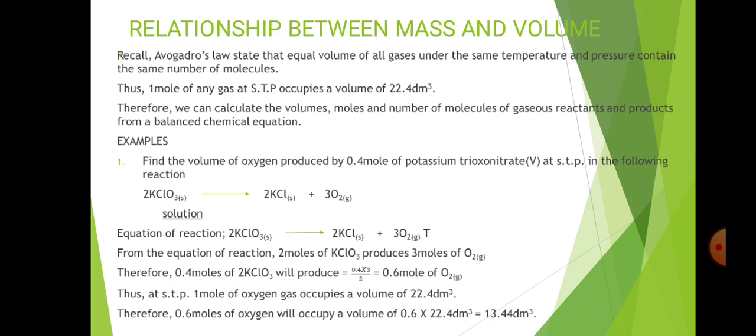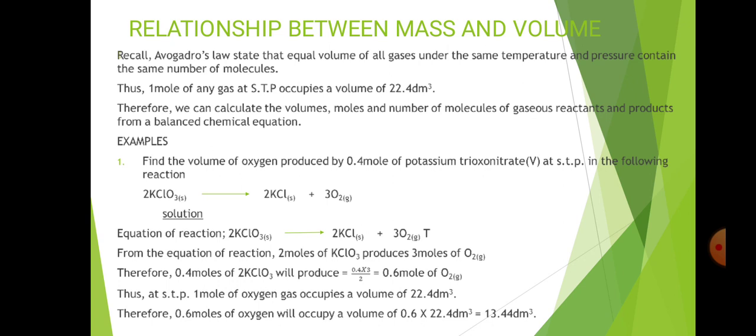Therefore, from this molar volume, we can calculate the volumes, moles, and numbers of molecules of gaseous reactants and products from a balanced chemical equation. Example: find the volume of oxygen produced by 0.4 mole of potassium trioxochlorate V at STP.